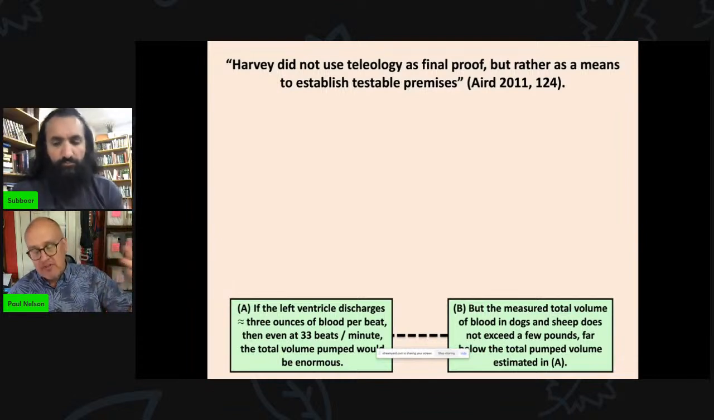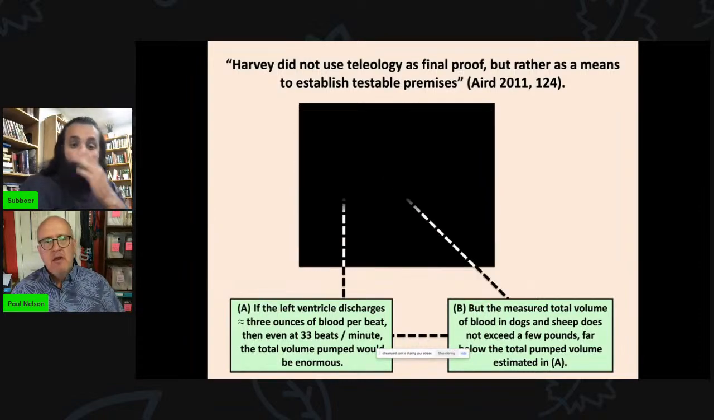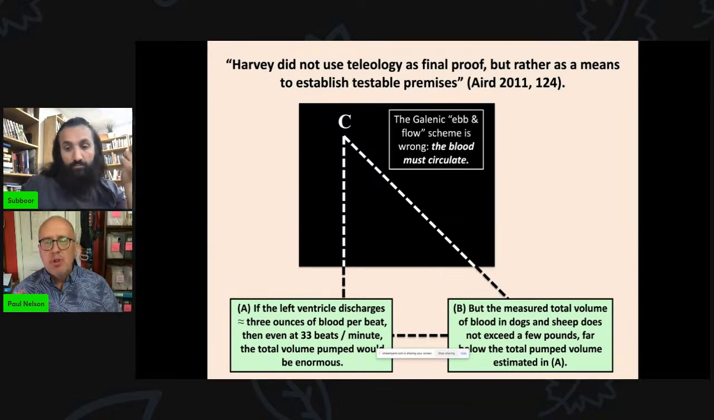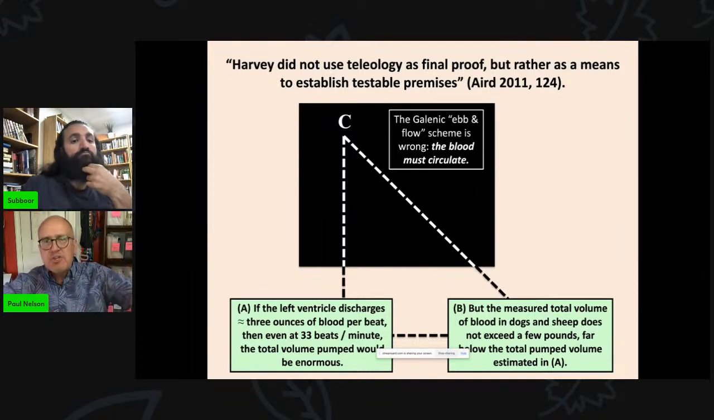during the life of one of these animals, and said, well, how much blood is there in that animal? I can open their arteries and bleed them till they're dead, sadly, but I can measure the total blood volume. It's way below what would be produced by that pump in A. And he triangulates. From A and B, he says, the blood must circulate. Galen's system, his ebb and flow irrigation, unidirectional irrigation of the tissues, it will not work.